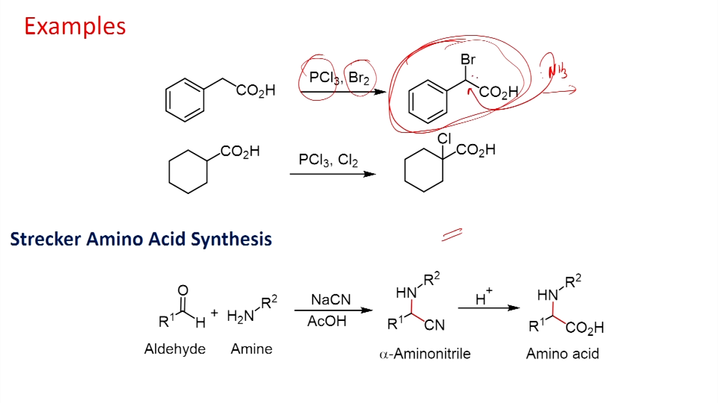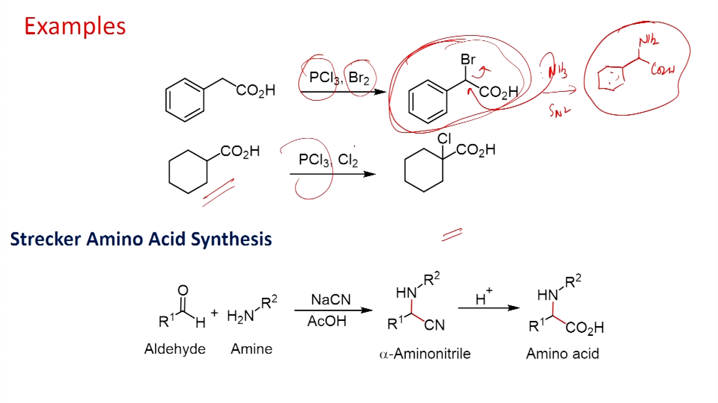By the SN2 pathway, you can make this amino acid as the product. But here the reaction of cyclohexane carboxylic acid is shown with PCl3 in the presence of chlorine. You can also, as we have just seen, introduce chlorine at the alpha carbon atom.